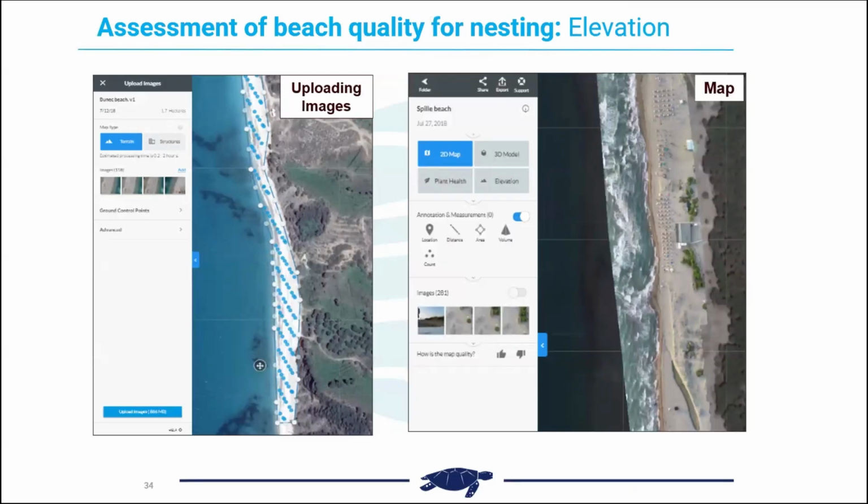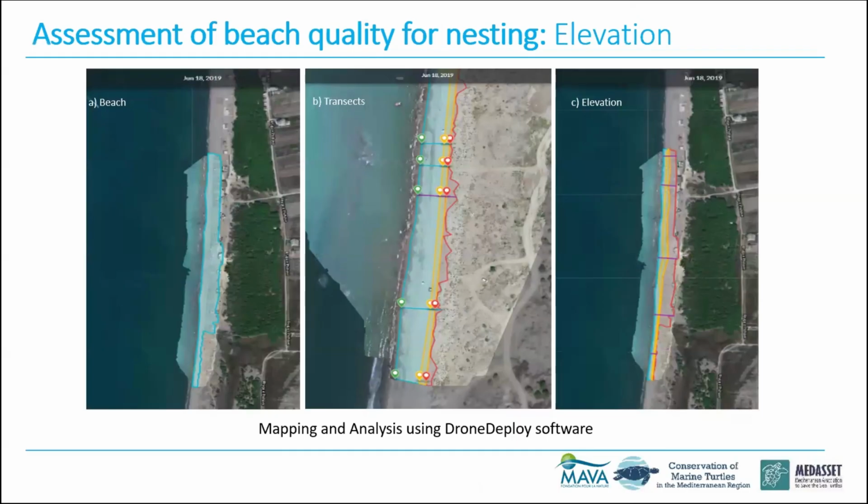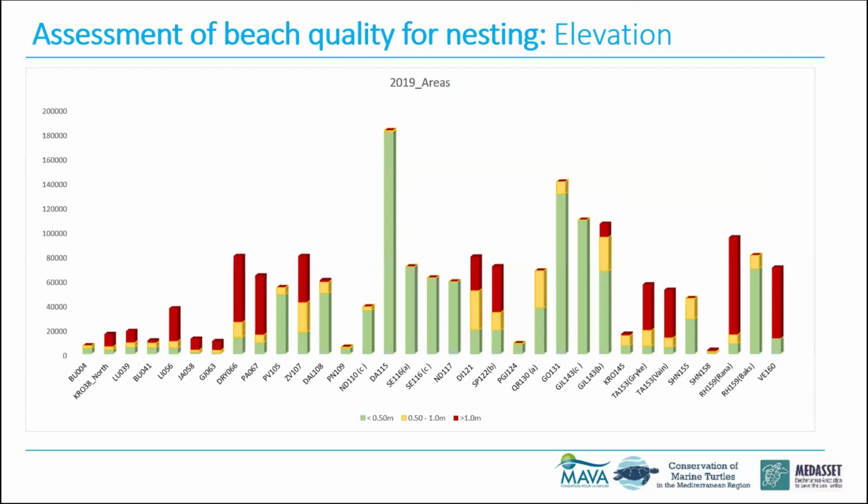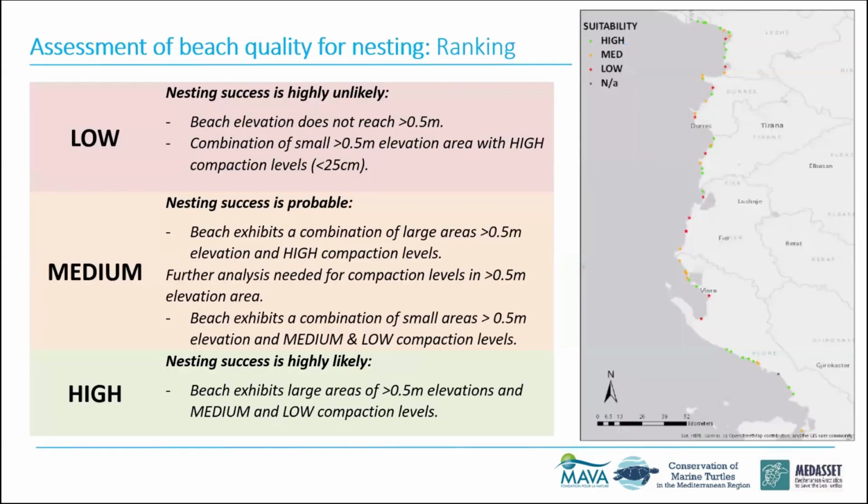After uploading the images, we used software to build a map, where the map shows exactly the surface of the beaches that were above 0.5 meter. And this is the general graph. With green are shown the beaches that had the minimum elevation above 0.5, with yellow up to 1 meter, and the red ones are the beaches that did not fulfill this parameter, so were lower than 0.5.